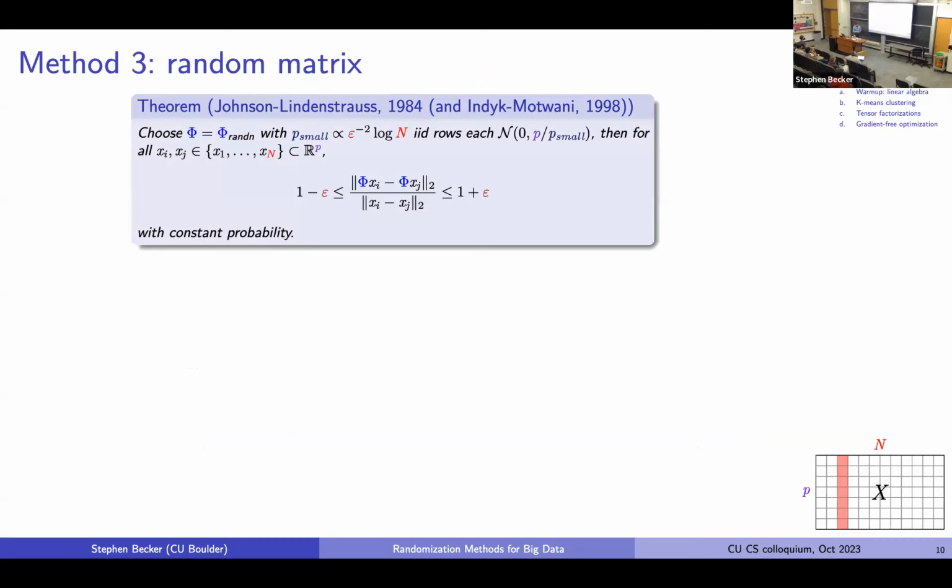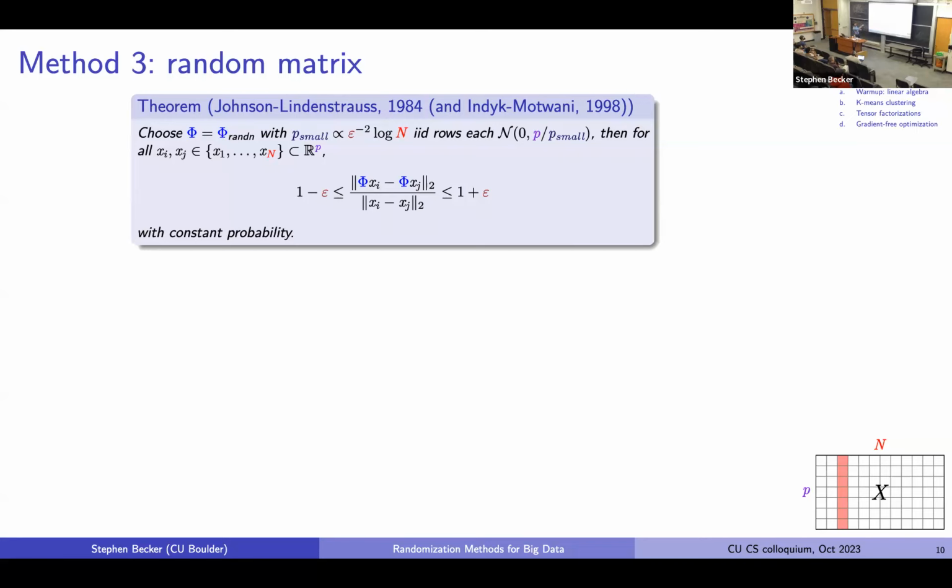Now another classical sketch I want to talk about is a fully random sketch, where the simplest example is a Gaussian matrix. So phi is a Gaussian matrix with small p rows and p columns, just a fully Gaussian matrix. And it turns out, this was sort of known in the 1980s, that if you do this and scale it properly, it's an approximate isometry. So what does that mean? An isometry means we preserve distances.